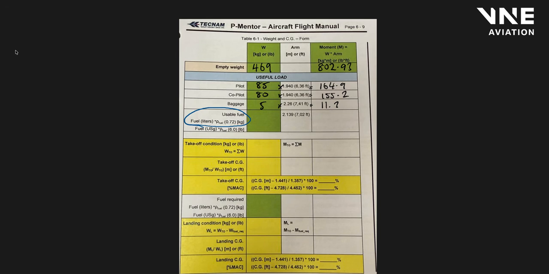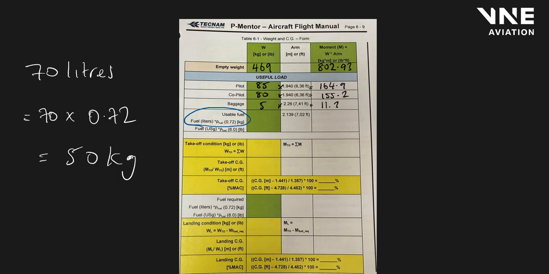The next thing we're going to add is our usable fuel, the fuel that we've added to the aircraft. You can see that the calculator uses specific gravity of 0.72. So we need to calculate the weight of the fuel using that figure. We're going to use 70 litres of fuel. That's going to be our starting fuel. So we're going to times 70 by 0.72, which gives us 50 kilograms of fuel. So let's add that in. And then once again, exactly the same, we're going to times it by the arm, 2.139, which gives us a moment of 1.07.